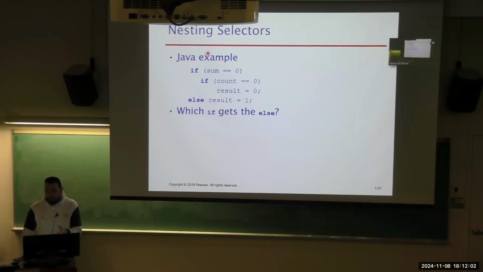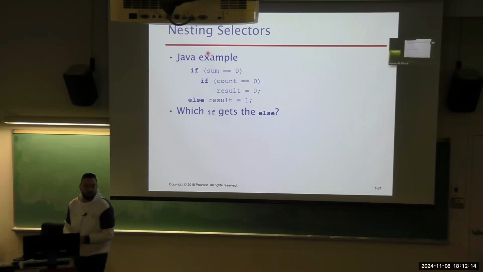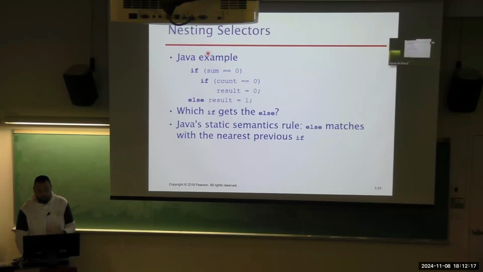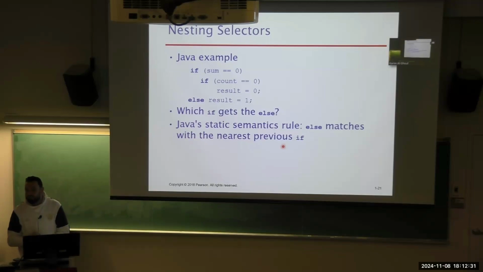Technically, in this case, Java has a rule approach, as I said. So they added a rule to make it easier. Why? Because in Java, the compiler doesn't recognize indentation, actually. So they wanted to add something. So the Java static semantic rule: else matches with the nearest previous if. So that's their rule. They said, you know what? We're going to make it easy on us. The else will match the nearest if, and that's it.